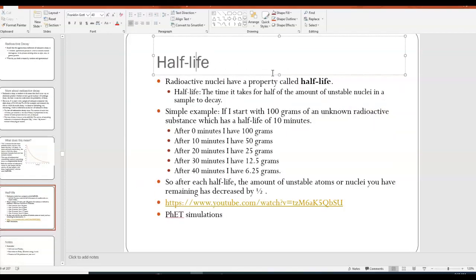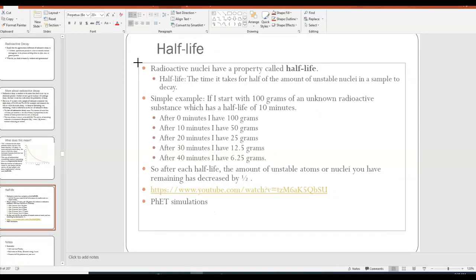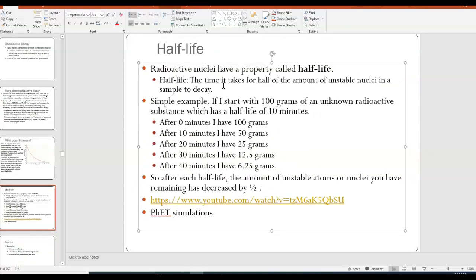This is another vocabulary term that you need to know. On this slide, here's the definition of half-life. Half-life is the time it takes for half of the amount of unstable nuclei in a sample to decay. Please do not forget that definitions are important, because you could always have a question that asks you for the definition of something.